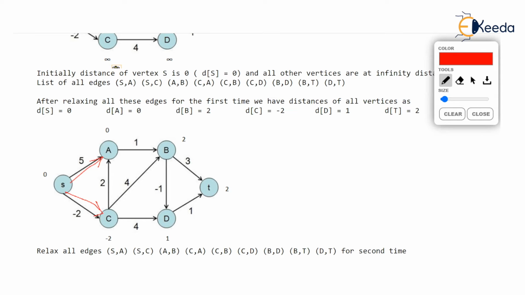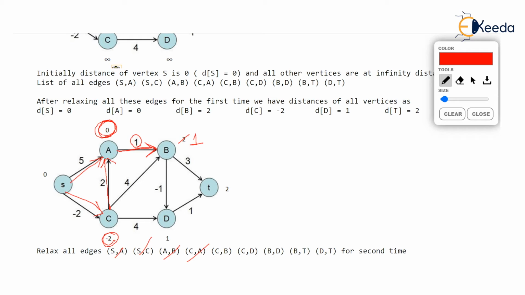Now let's take the next edge. The next edge is A comma B. Now when you process A comma B, you will find something interesting. When you relax this A comma B edge, it will be 0 plus 1, which adds up to 1 and it is less than distance of B. So distance of B changes, it becomes 1. Let's relax C comma A, the next edge. Check C comma A. C comma A, this edge will be relaxed by using minus 2, which I am encircling, distance of C plus 2, which is 0. And A is already at 0, so there is no change made to this distance.